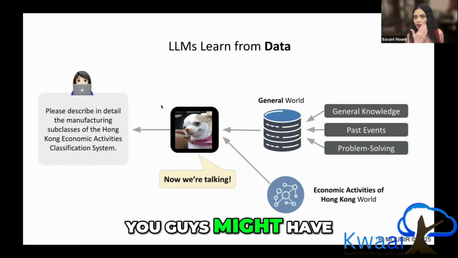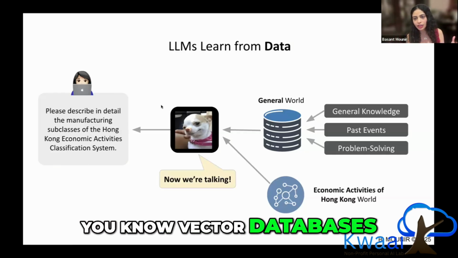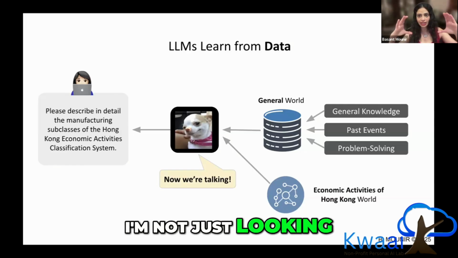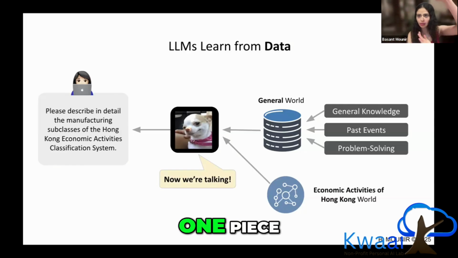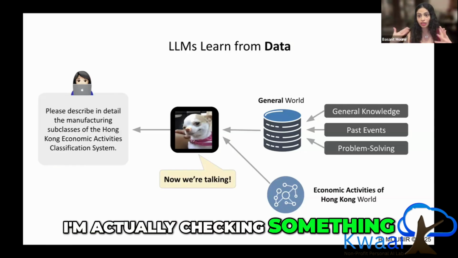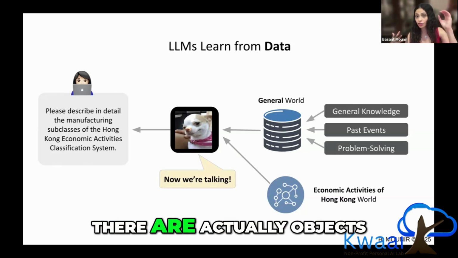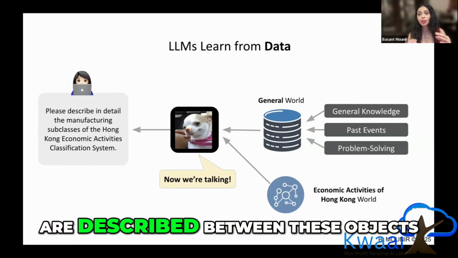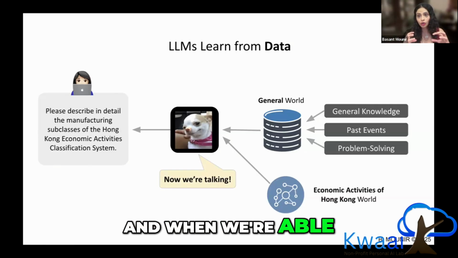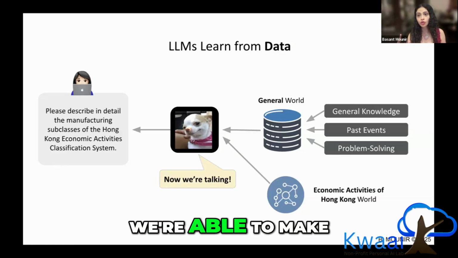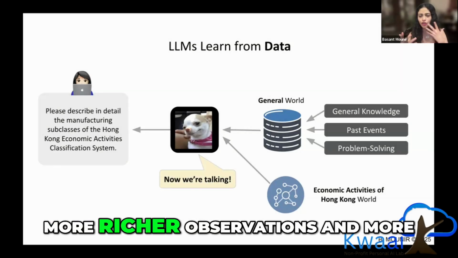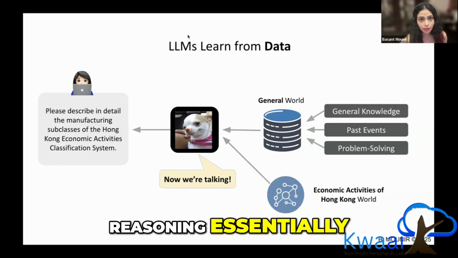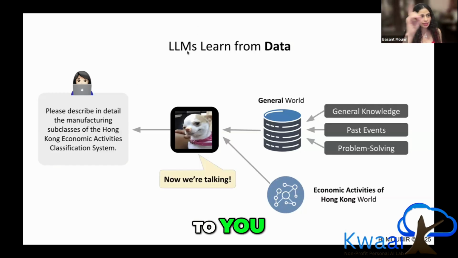So of course, you might have heard about vector databases, vanilla vector databases, but as we've explained with Google search, I'm not just looking at the content as one piece. I'm actually checking something more layered, more semantically rich. There are objects in this content, and there are relationships described between these objects. And when we're able to see the world in this way, we're able to make richer observations and have more semantically layered reasoning.